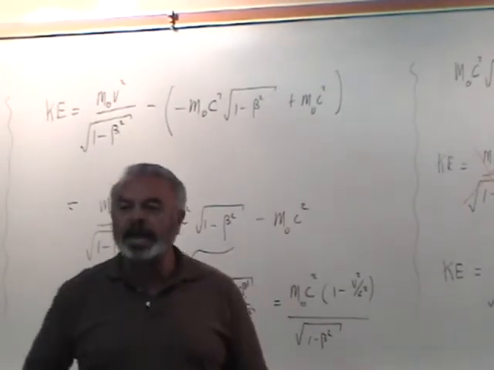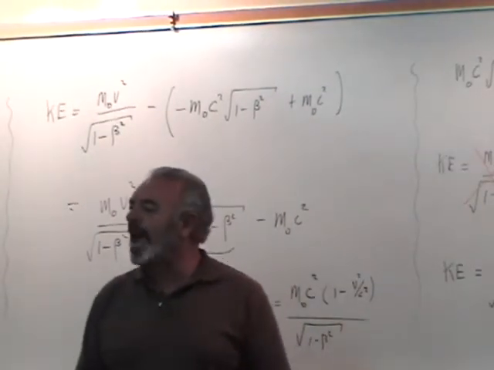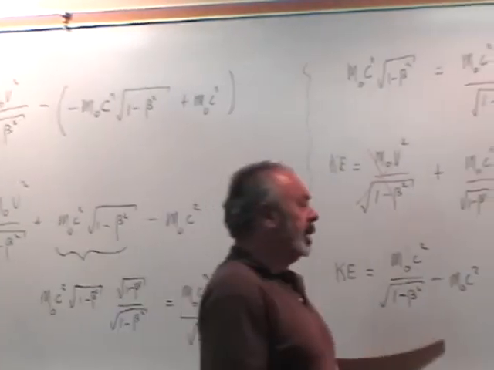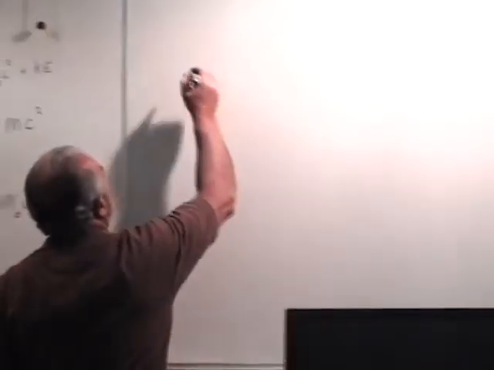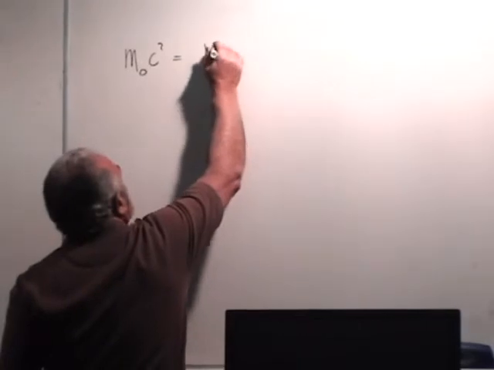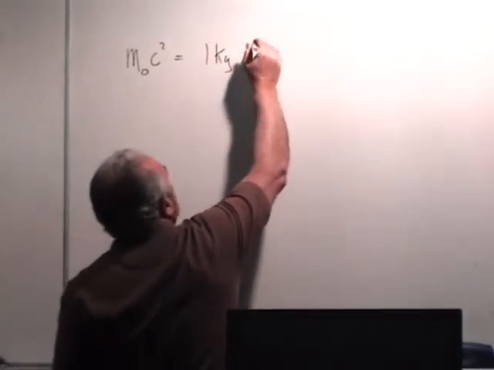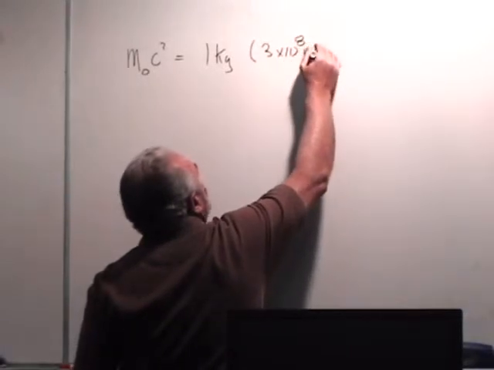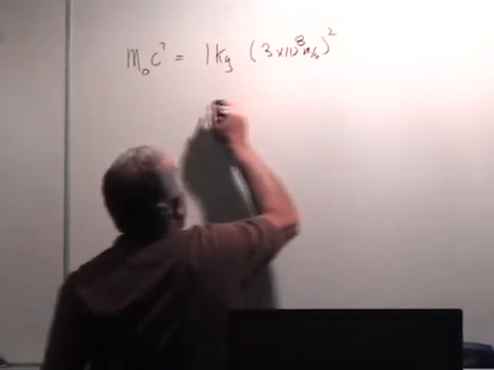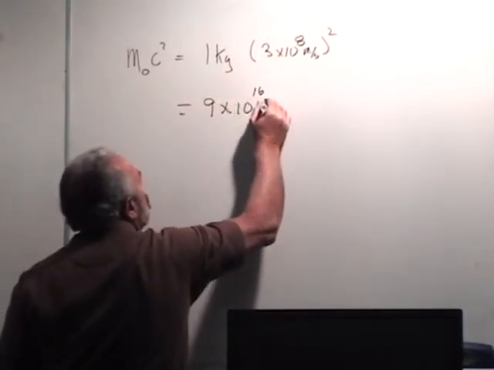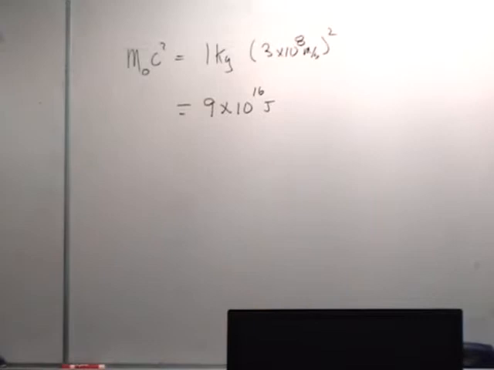1 kilogram of mass, which is just a little bit less than the mass of your book, how much energy is there? Well, it's really easy. How much rest mass energy is there? It's simply m naught c squared, 1 kg of mass times 3 times 10 to the 8 meters per second squared, is 9 times 10 to the 16 joules. Sounds big, doesn't it?